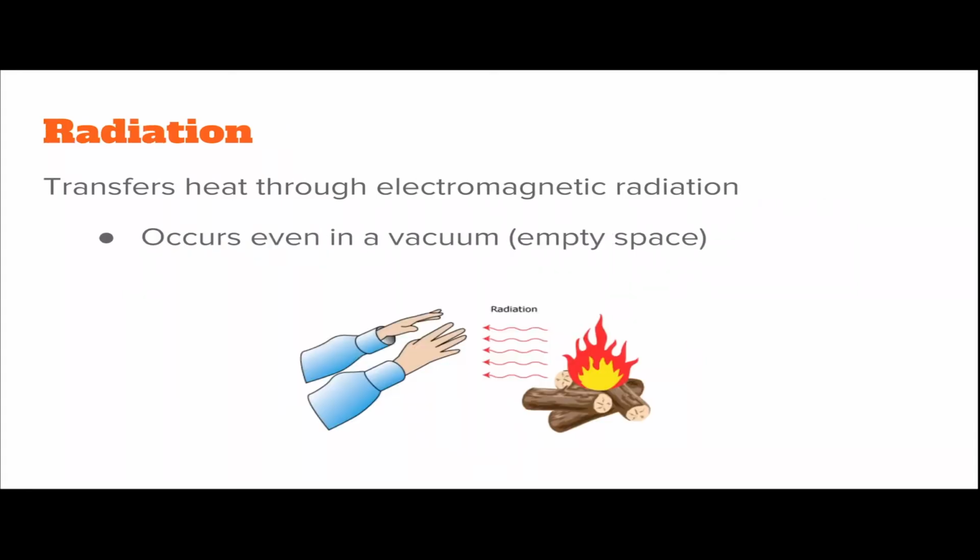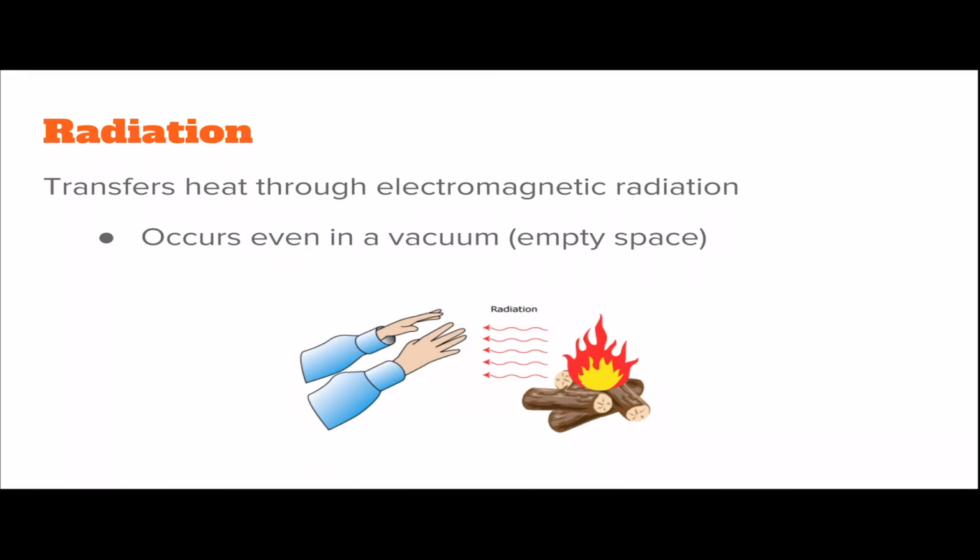The last method of heat transfer is called radiation. And this is when we transfer heat through electromagnetic radiation. And the cool thing about this is this occurs even in a vacuum. This is why we get heat from the sun. Right? It radiates heat to us and it goes through a vacuum, through empty space, and reaches us.